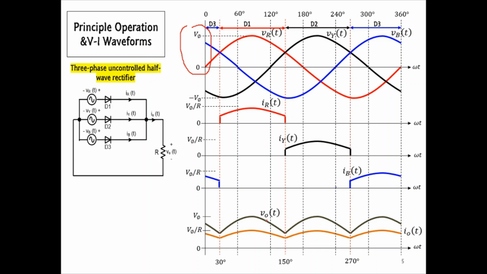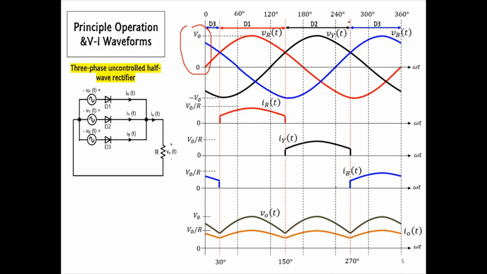Next, please focus on these conduction ranges. From these ranges, we can see that the output current of the rectifier commutes from one diode to another diode at every intersection point. Therefore, these red vertical lines are referring to the commutation lines of the half-wave rectifier.